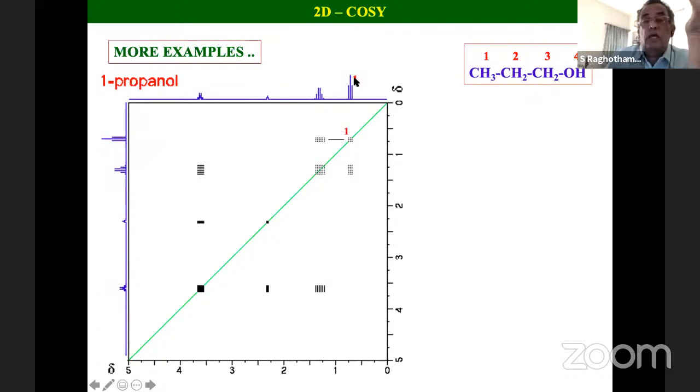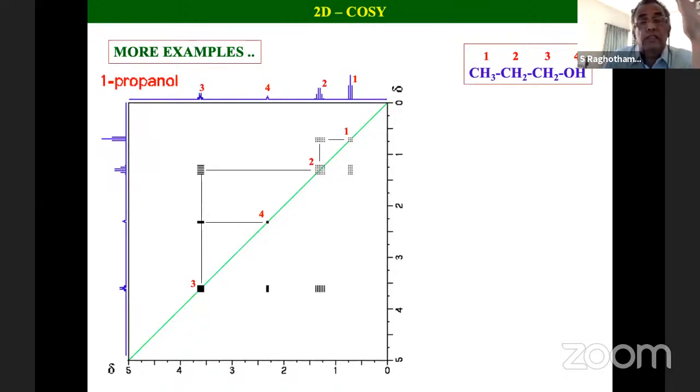So start with that one. Now the CH3 is coupled to the CH2, and you see the coupling through this cross peak. Now this 2 is not only coupled to 1, so you can go backwards, it is also coupled to 3. Now when you come to 3, it is coupled to 2, and 3 is also coupled to 4 as well. So this is how you pick up, you correlate, which are all the J correlated here.